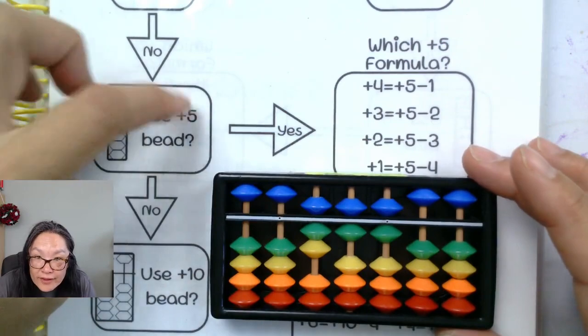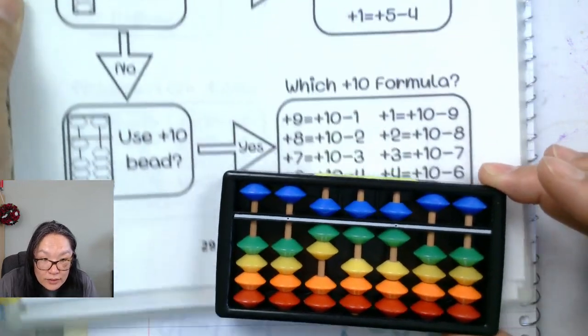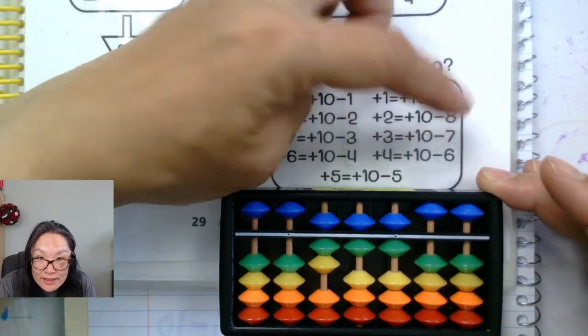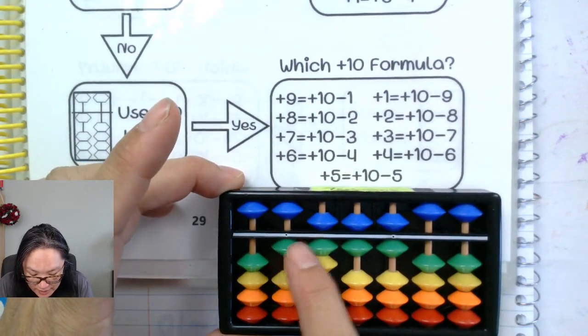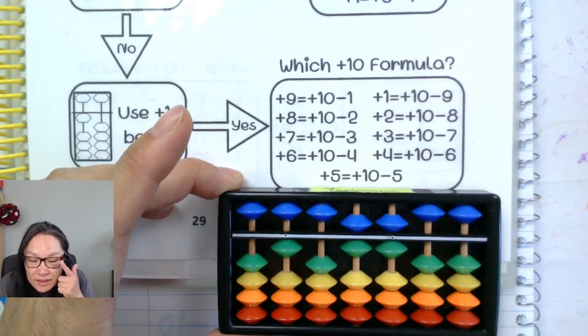Is there a 5 that I can add? Yes or no? No. Then what do I do? I go here. I can add the 3 plus the 10 minus the 7. So I'm going to plus the 10 minus the 7. That's my 3. Does that make sense?